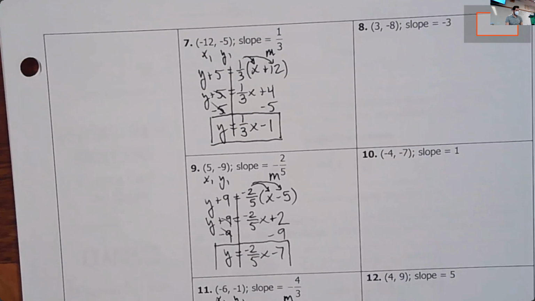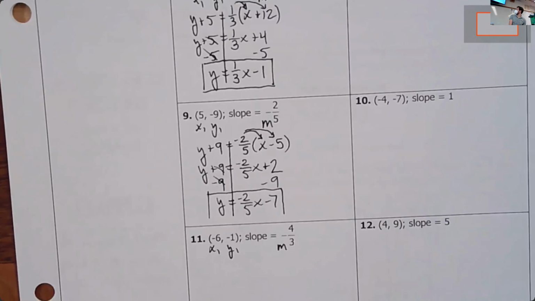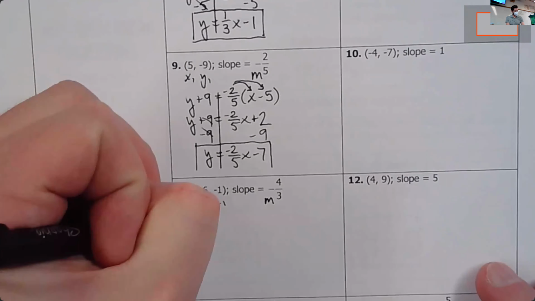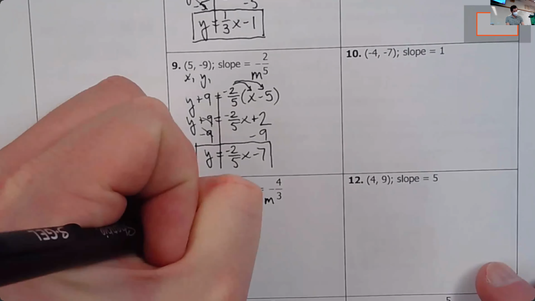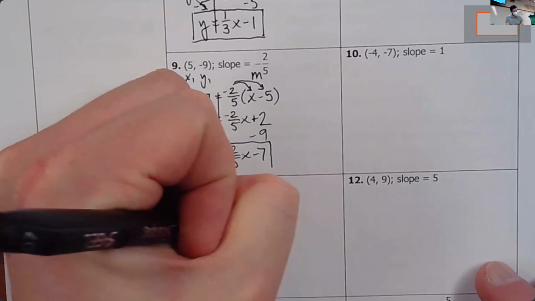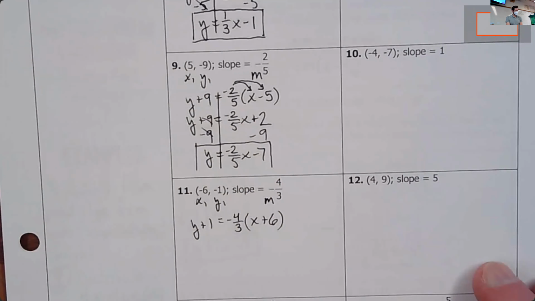All right. Now in number 11, when we write our initial equation, we're going to have pluses with the y and the x because both the x and the y are negative numbers. I know it sounds a little backwards, but when there's a negative number, we're subtracting that number, which makes it a plus. So we get y plus 1 equals negative 4 over 3 times x plus 6. So that's our initial equation there for number 11.